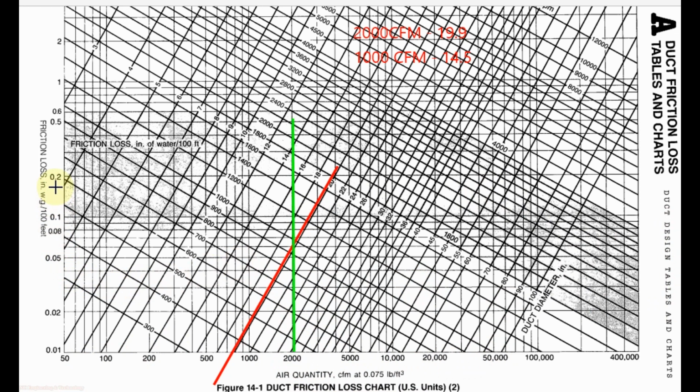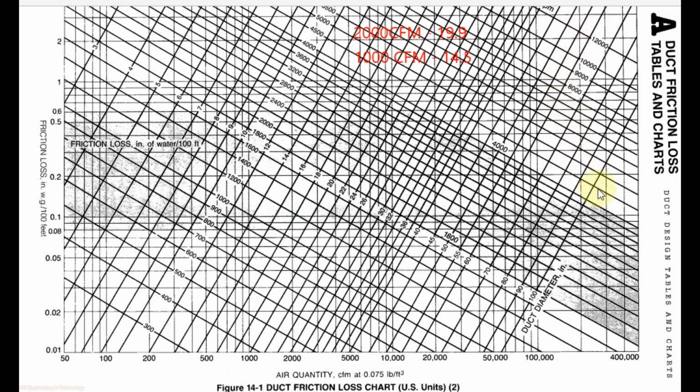And here you can see it is the friction loss or pressure drop inside the duct in water gauge per 100 feet. So at the point of intersection of these two lines, we will draw a parallel line along this line that will give us the pressure drop inside the duct, that is 0.06 water gauge per 100 feet.